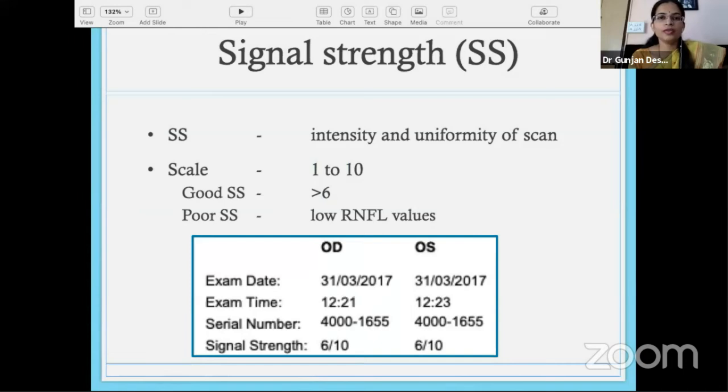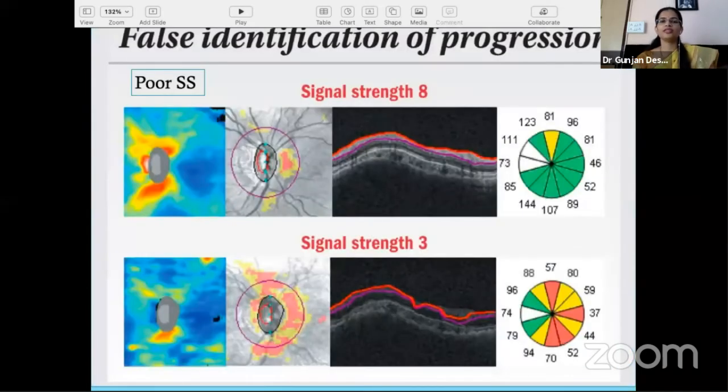The first, as we know, is the signal strength. It tells us about the intensity and the uniformity of the scan. Anything which is less than 6 should not be considered. I've just taken a small example where we can see that the signal strength in the lower part of the photograph is only 3, and therefore we see a very large superior nasal and inferior red defect. And when we improve the signal strength up to 8, this defect just disappears.